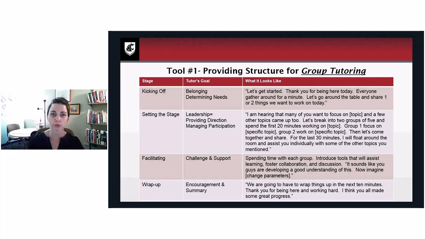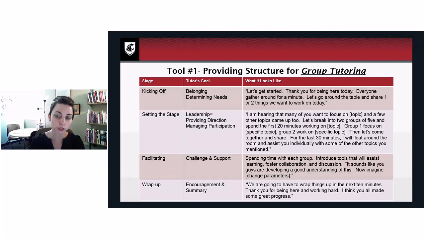And then you start to set the stage. So this is sort of similar to setting goals, but you're doing it in a group session. So you really need to provide a lot of leadership when you're setting the stage with a group. You need to be sure that everybody is given an opportunity to participate, because naturally you'll have some people who will dominate groups. And then you need to provide direction about what they're going to do during this part of the group's time together.